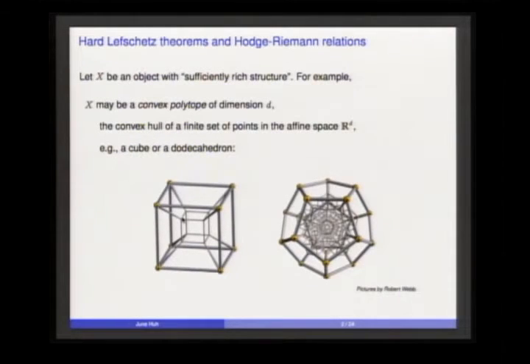Or your X may be a convex polytope, say of dimension d. So it's the convex hull of a finite set of points in the real vector space R^d. You can think of any one of your familiar polytopes, maybe a cube or the dodecahedron or their counterparts in 4 dimensions. That has sufficiently rich structure in my sense.